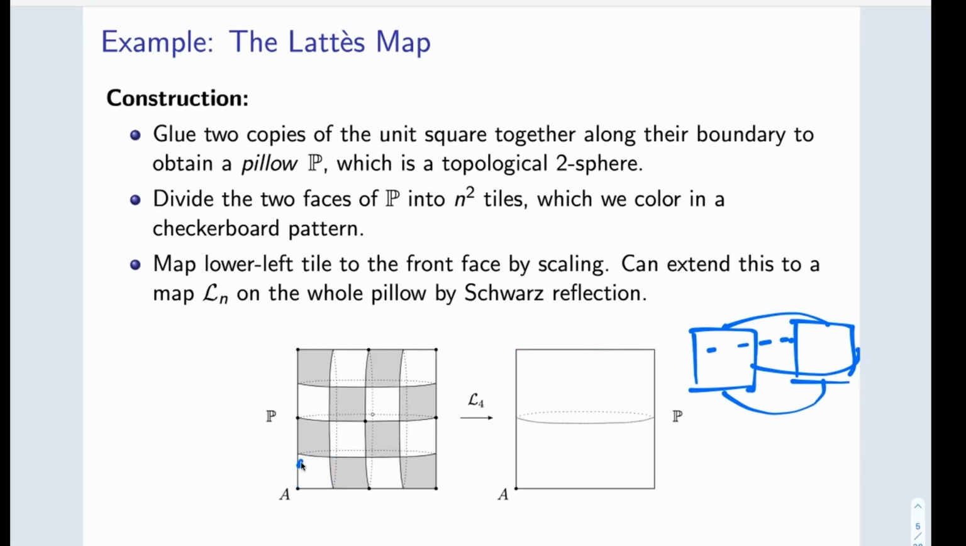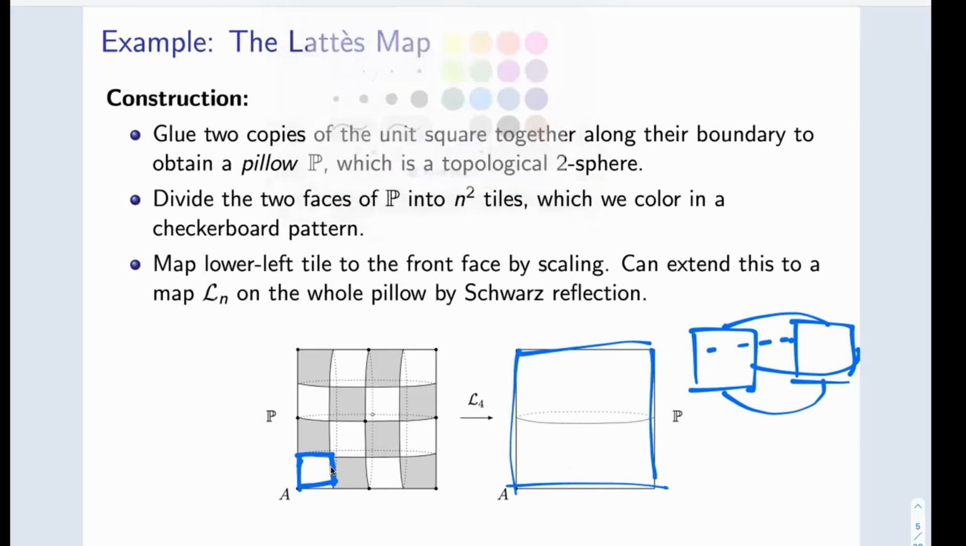All right, and once we've defined the map on this corner here, we can actually extend the definition of the map from the corner to the entire sphere just by Schwarz reflection. So that's how I get this tile coloring on the left-hand side here. If I change my color.